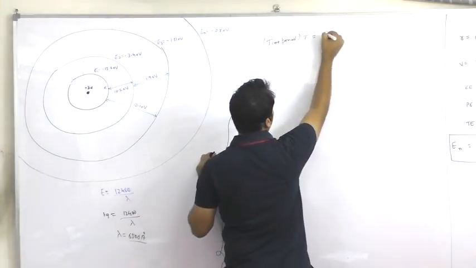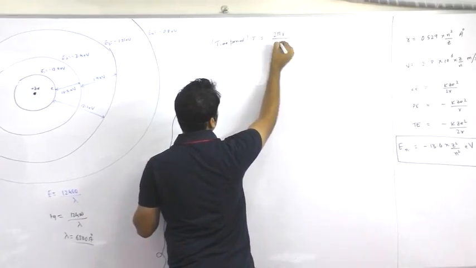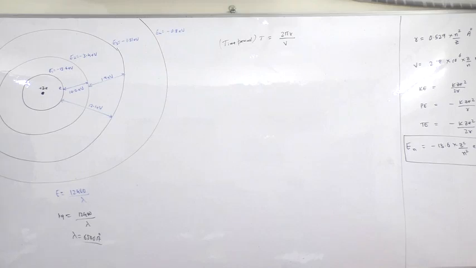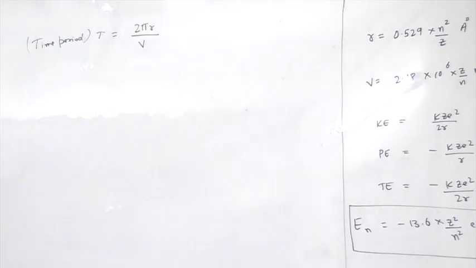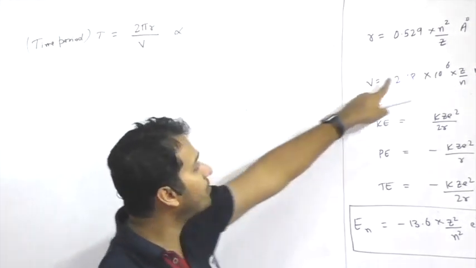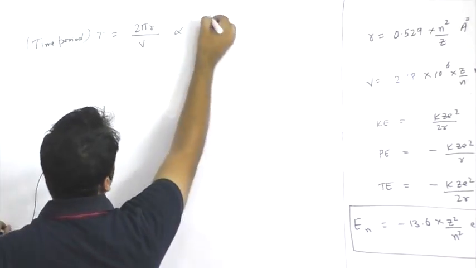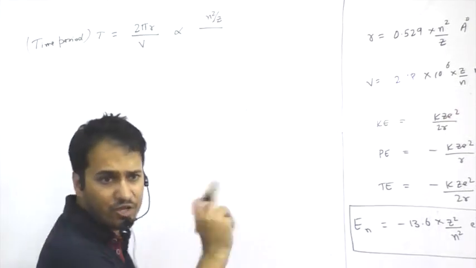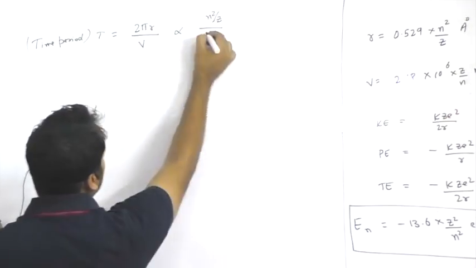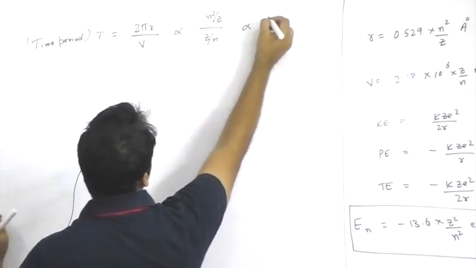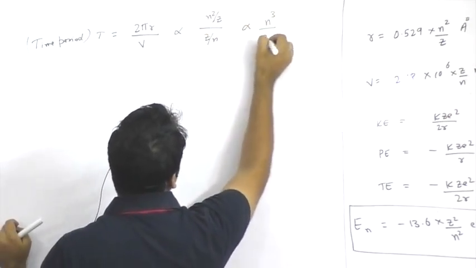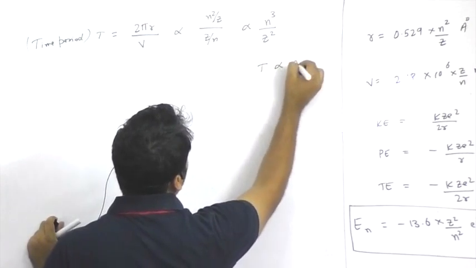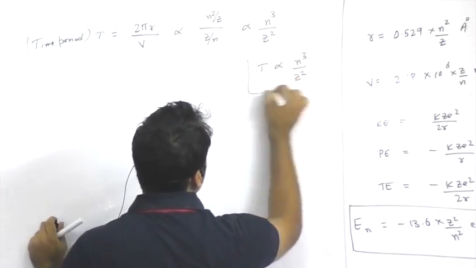So distance covered by the electron is 2 pi r, and the velocity of the electron is v. So the time period of revolution is 2 pi r by v. Now, what is r proportional to? R is proportional to n square by z. So the numerator will have n square by z. And what is velocity proportional to? Z by n. The other values are constant. So the denominator will have z by n. So this becomes proportional to n cube by z square. So an important result is this, that the time period is proportional to n cube by z square.